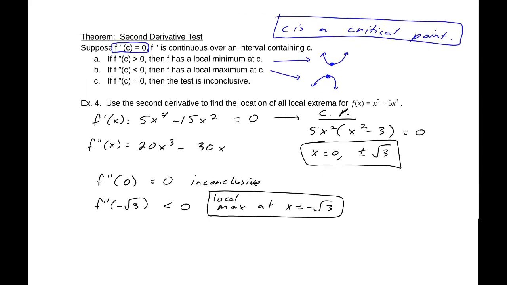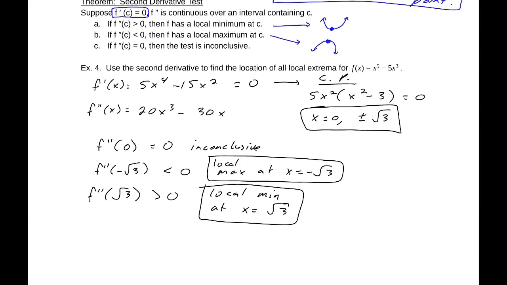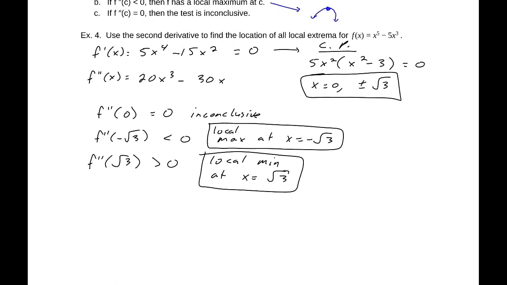All right, the second derivative evaluated at square root of 3 is approximately positive 51.96, so that is greater than 0, which means we have a local minimum at x equals the square root of 3. Now, this does not tell us what happens at 0. So let's fall back on our first derivative test.